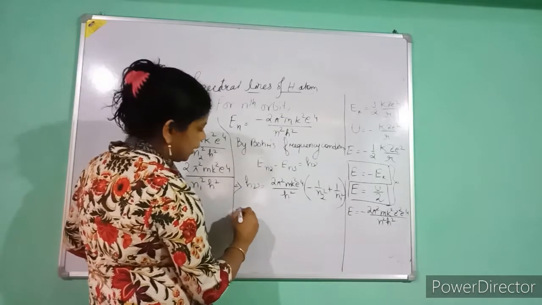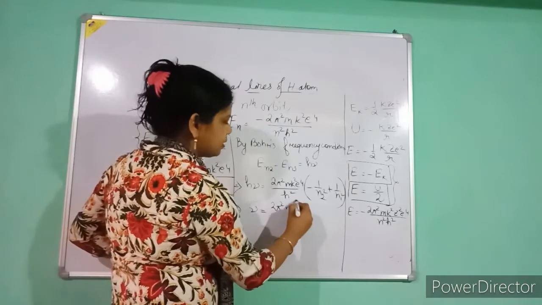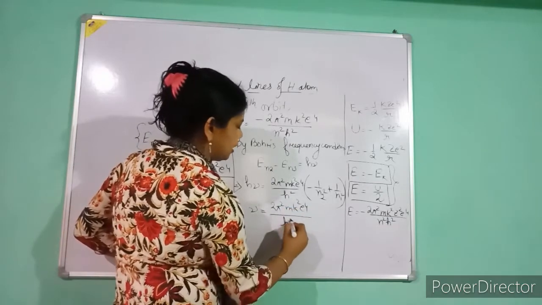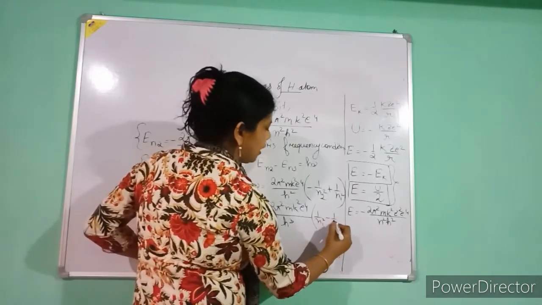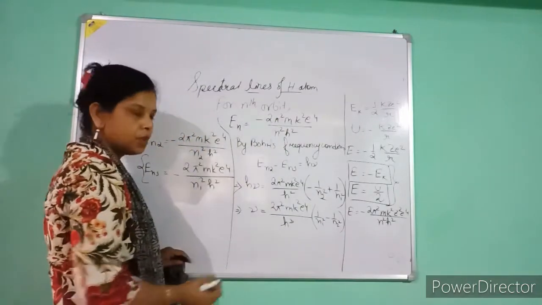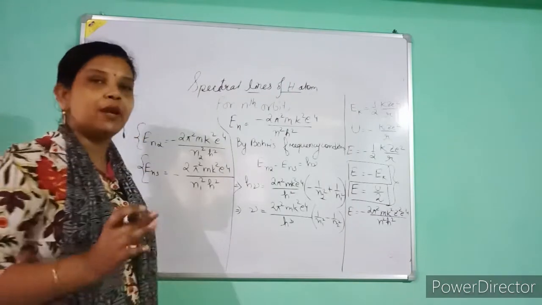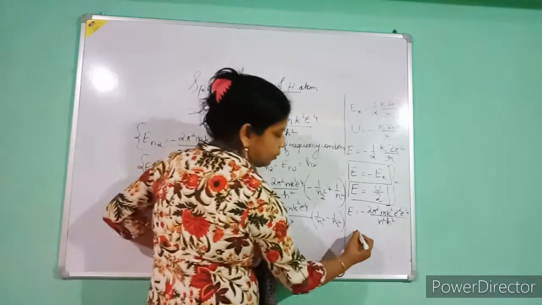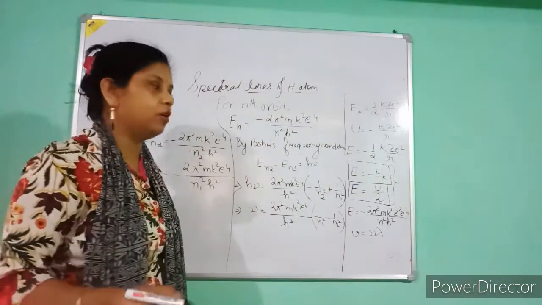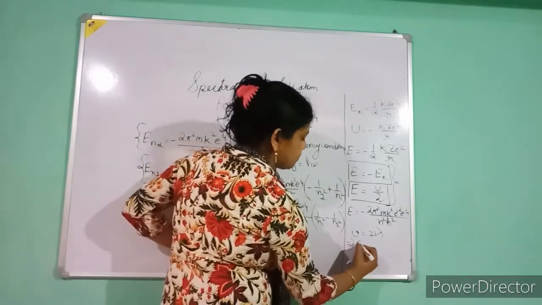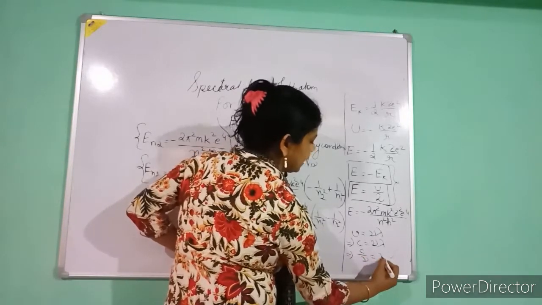From here h will go down, so nu will be equal to 2 pi square m k square e to the power 4 divided by h cube. This is just a calculation, we are just changing here and there. Now see, this is minus, so can I write 1 by N1 square minus 1 by N2 square? What is frequency? We have studied in class 9 as well as in 11 that velocity is equal to nu into lambda. Since we are talking about an electron revolving, this velocity will be the speed of light c, which is nu into lambda. So I can write from here c by nu is equal to lambda.